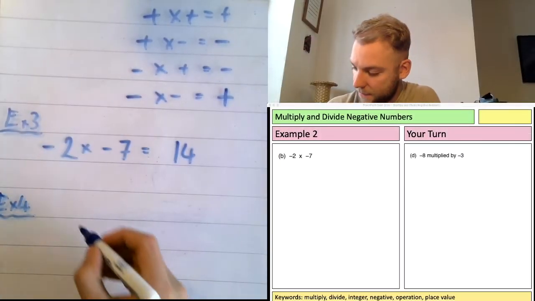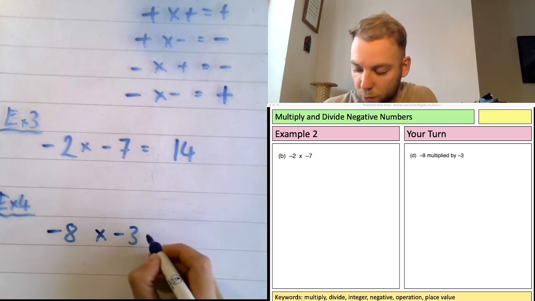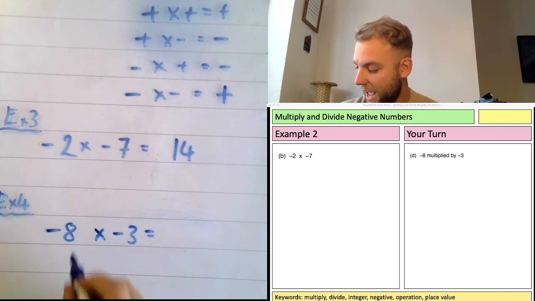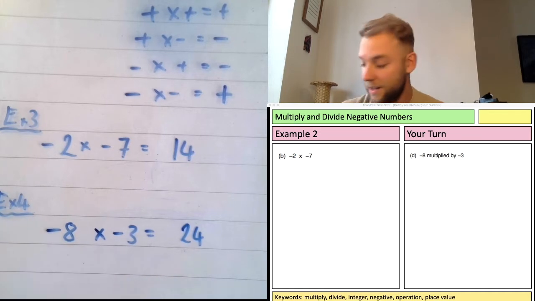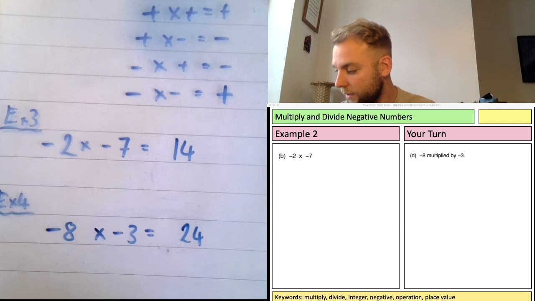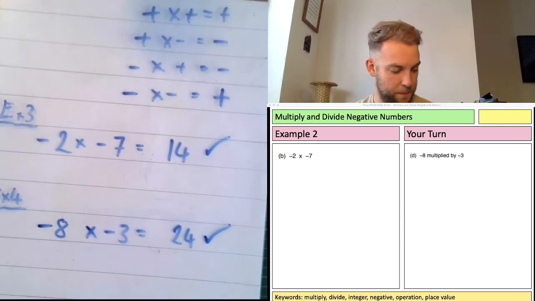Let's have a go at it together then. So negative 8 times by negative 3, multiplied by negative 3. So deal with the numbers first. 8, 16, 24. 8 times by 3 is 24. And a negative times by a negative is a positive value. So again, I could put a positive there, but I know that 24 is just positive there. Brilliant. So there's your two answers there.